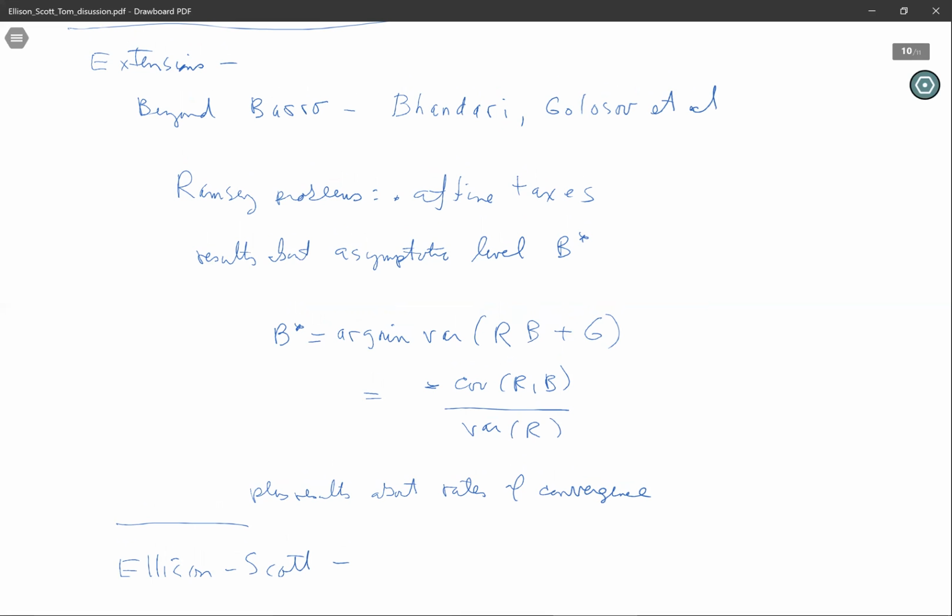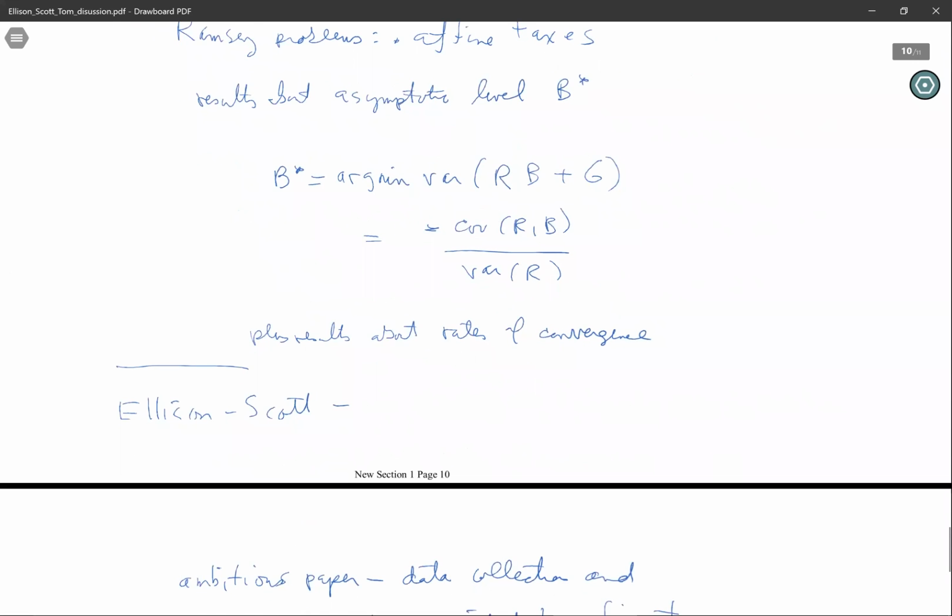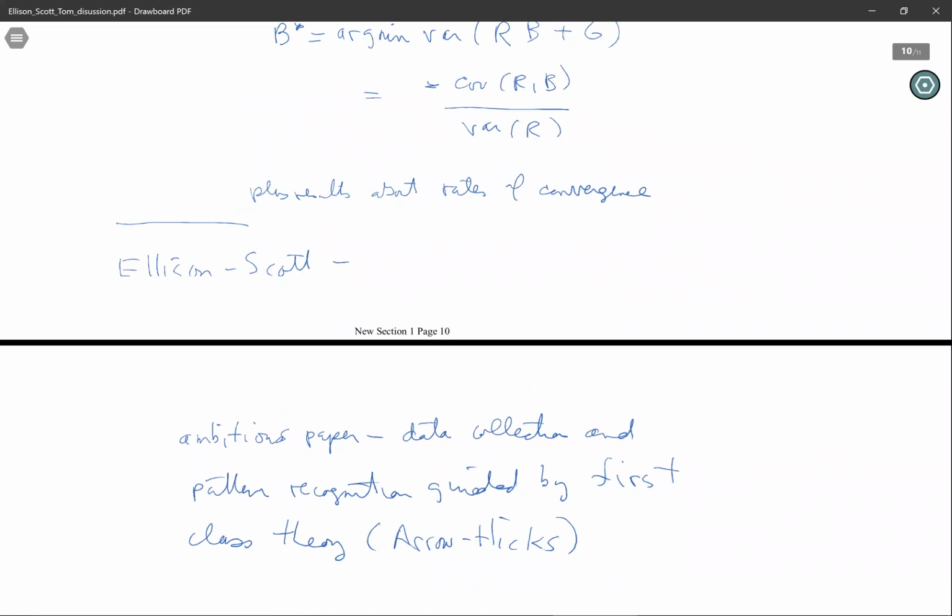And Ellison and Scott have given us the data for actually understanding and interpreting British fiscal history in light of theories like this. So I feel lucky to have been asked to discuss this paper. It's an ambitious data collection and pattern recognition exercise, and it's guided by a first-class theory, which is the one of Hicks. So thank you.